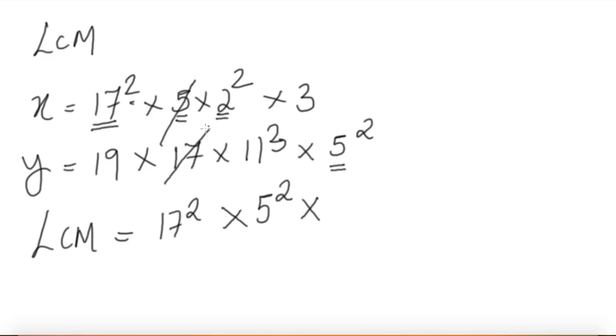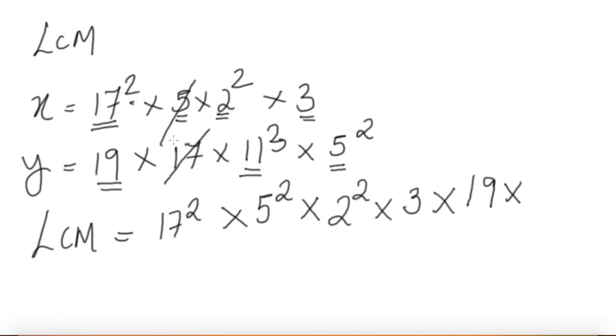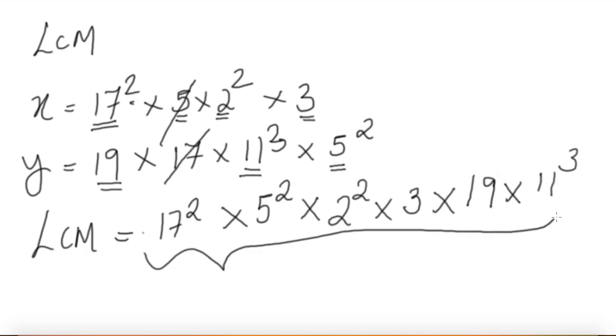I pick up 2 square and see if y has 2 square. There is none. I still pick it up into. I go to 3. There is no 3 in y. Still I pick it up into. Now I go to 19. There is no 19 in x. So I still pick it up into. I go to 11 cube. Is there any 11 cube? None. I pick it up. And I already picked up 5 square. So done. This would be my LCM.